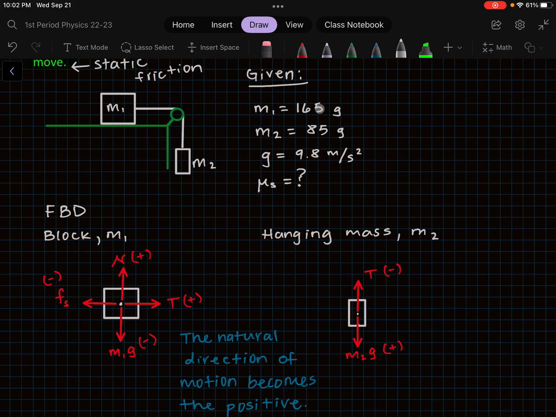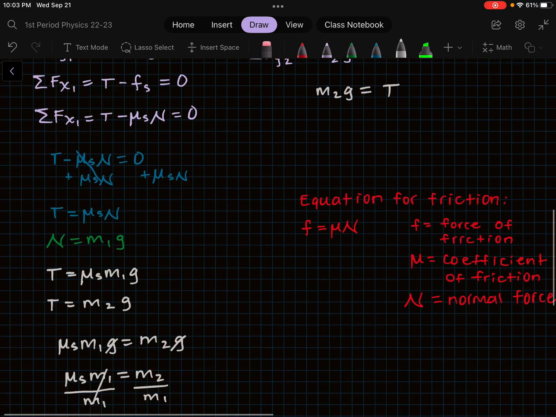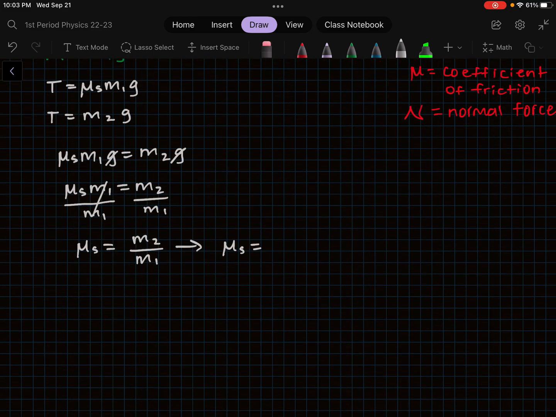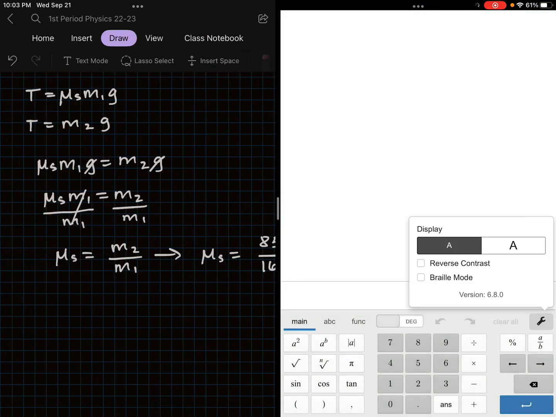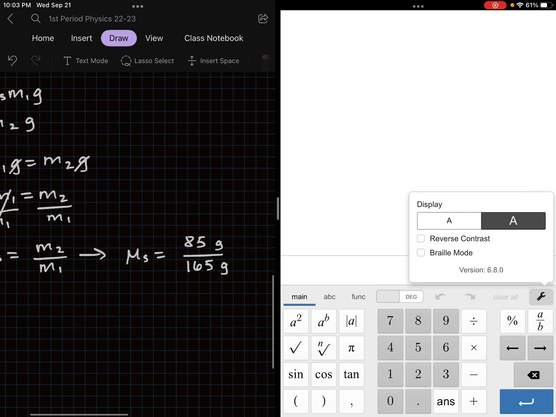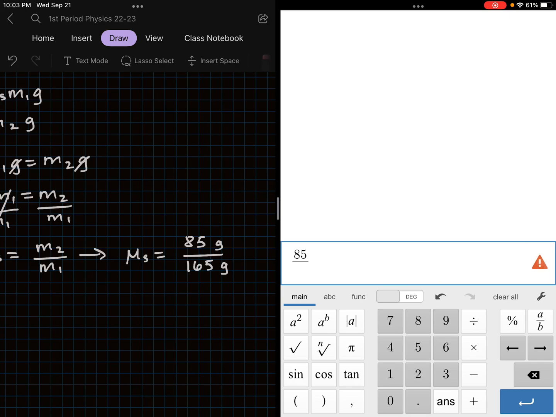Now, let's say if this was in grams and this in kilograms, then I would have to convert one to grams or to kilograms, so I have the same unit, either both grams or both kilograms, okay? In this case, I'm going to leave it in grams, so it'll be 85 grams divided by 165 grams. That's how I'll get my coefficient of static friction. Let's use decimals for that real quick. So I have 85 divided by 165.